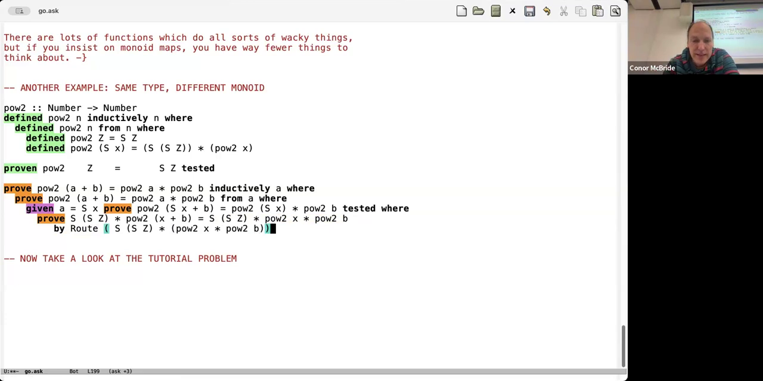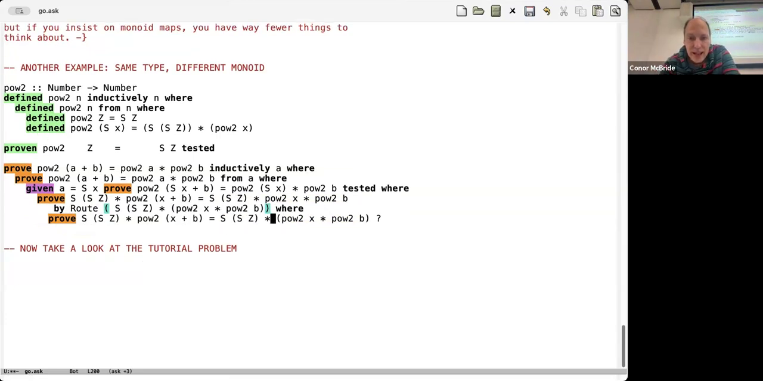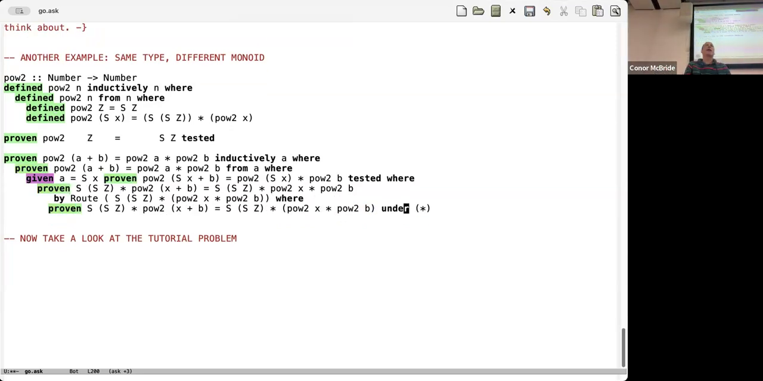And now we are at home because we have on the right-hand side of the multiplication the induction hypothesis. And on the left-hand side, it's kind of true trivially. Because it's the same thing. So we can do an under star. And we're home. So we've got that 2 to the power is not just any old function from numbers to numbers, it's a monoid map from adding to multiplying.